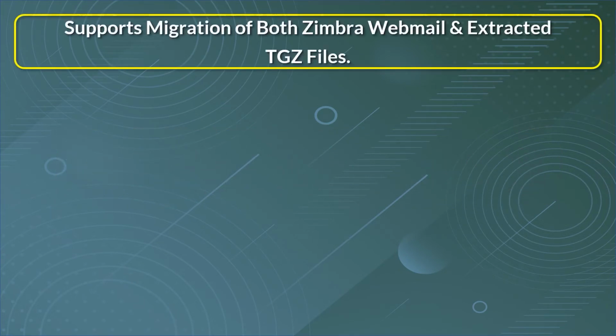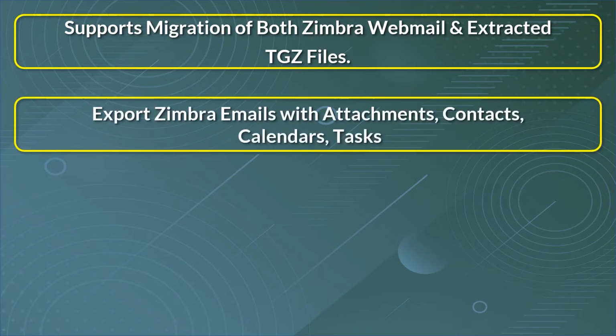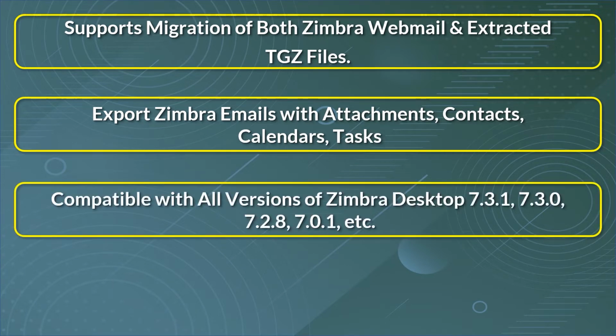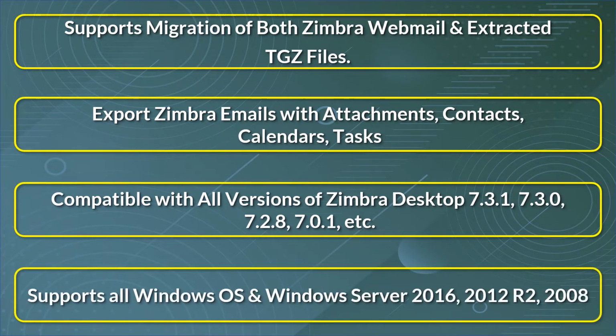Supports migration of both Zimbra Webmail and extracted TGZ files. Export Zimbra emails with attachments, contacts, calendars, tasks. Compatible with all versions of Zimbra Desktop 7.3.1, 7.3.0, 7.2.8, 7.0.1, etc. Supports all Windows OS and Windows Server 2016, 2012 R2, 2008.